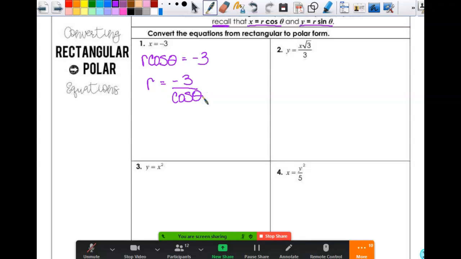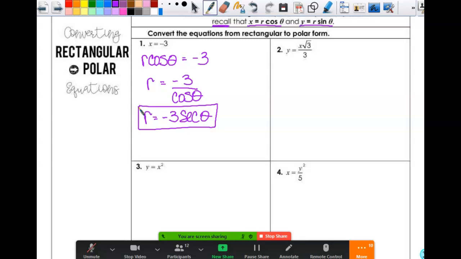Right? And then I can't leave it as a fraction. So what's cosine the reciprocal of? Secant. So this actually becomes r equals -3 secant theta. And that is my answer. Okay, we good with that?